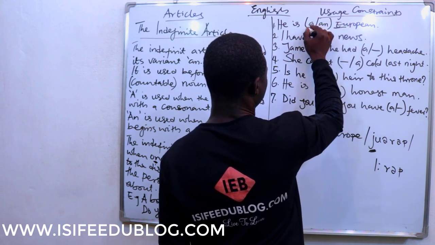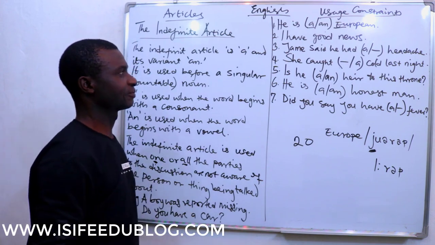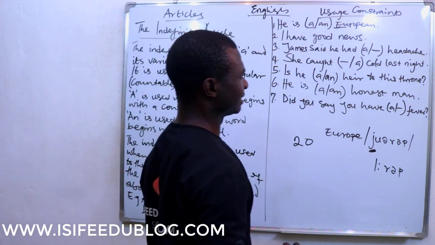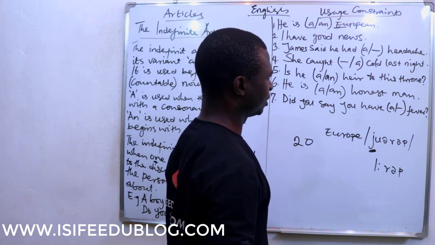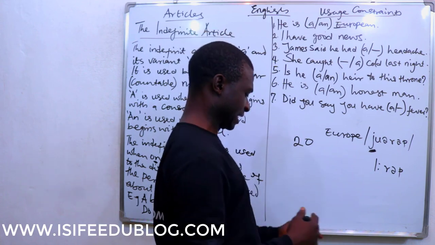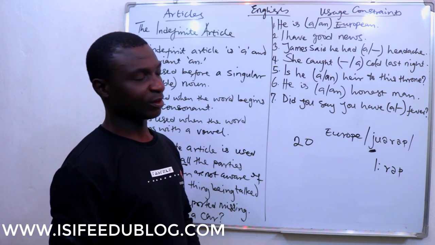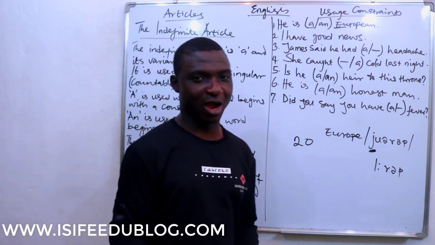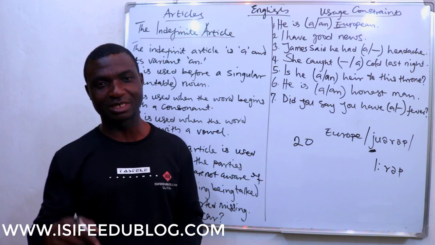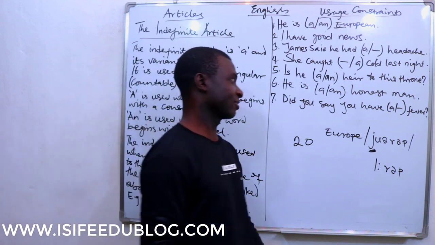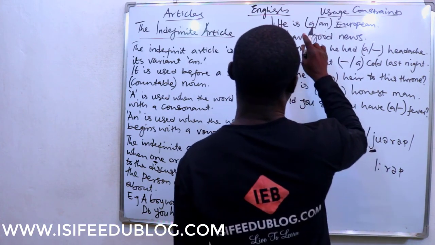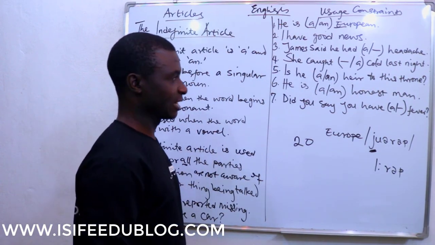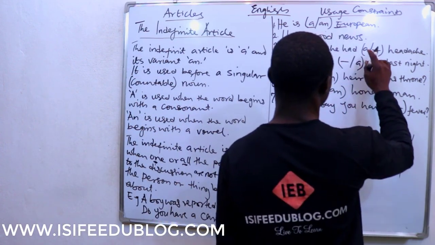This one, he is a European. James said he had dash. Should it be a headache or just headache? Alright? James said he had a headache. Even if you don't know how, headache is a countable noun in English. Headache is countable. Headache is a count noun. So, James said he had a headache. Because we have headaches.